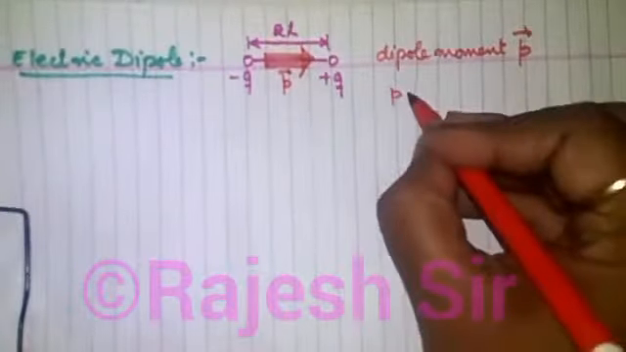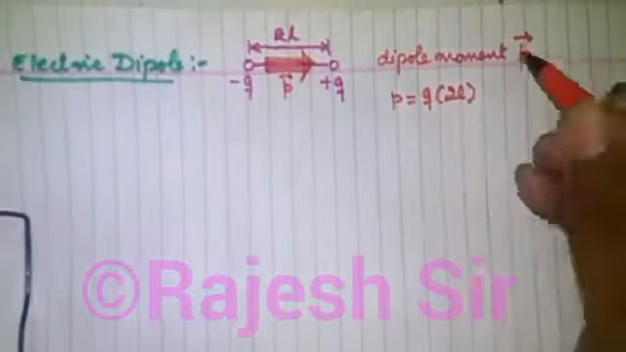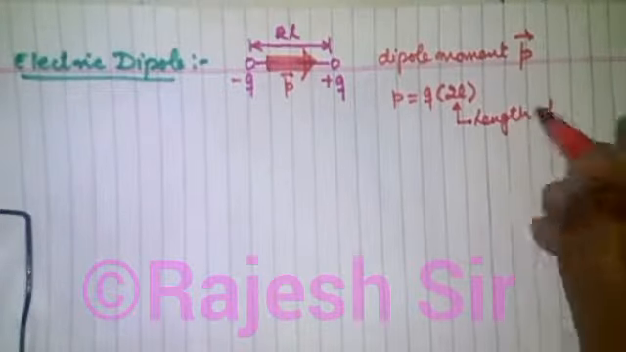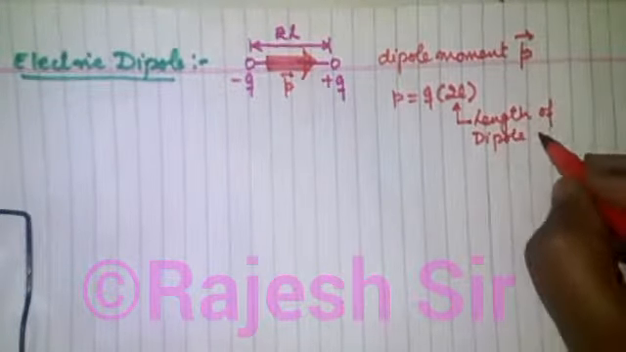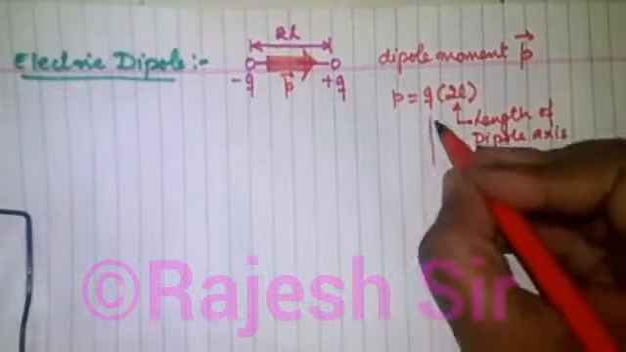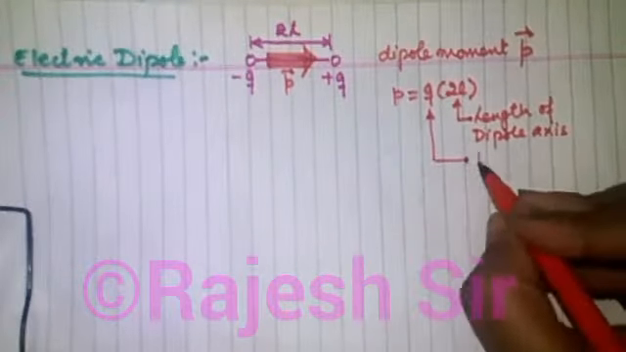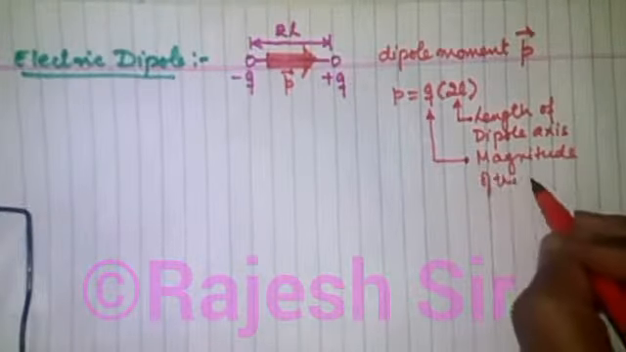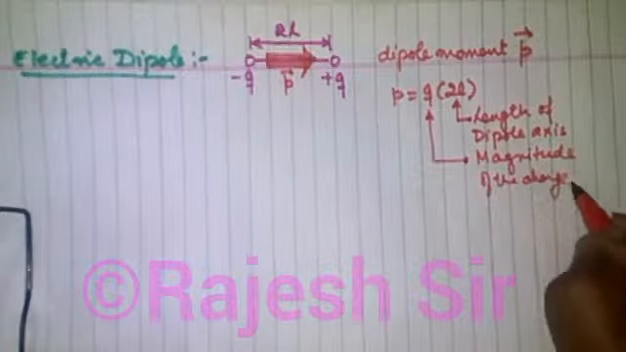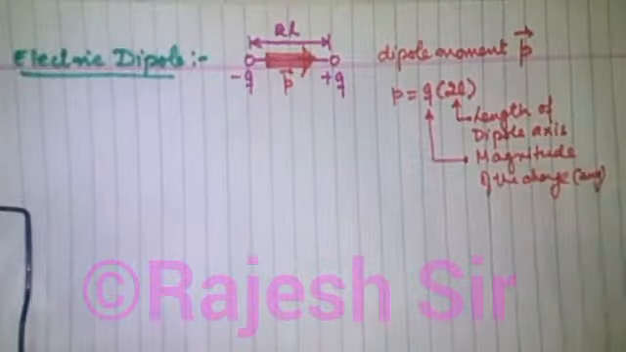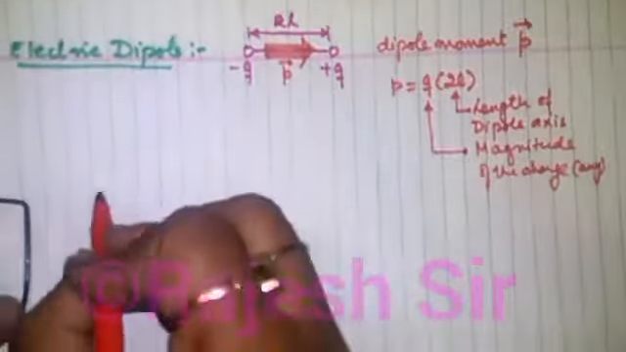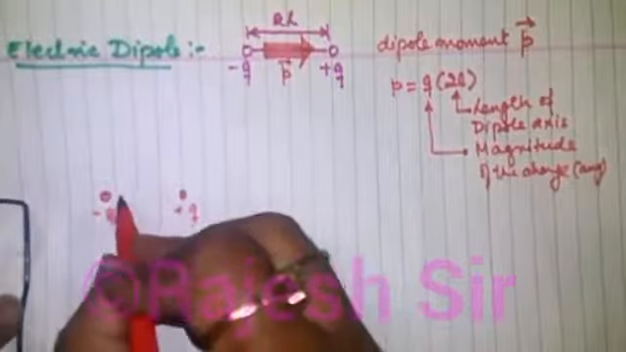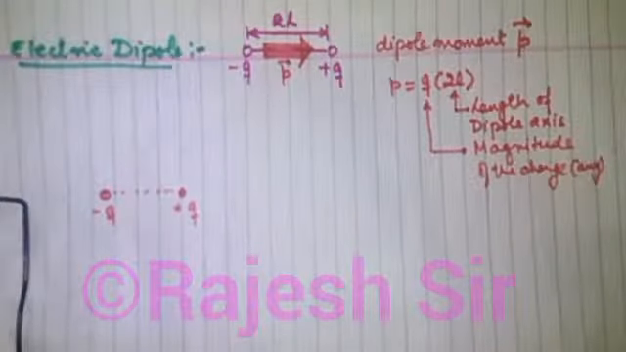Dipole moment P is equal to q into 2L. 2L is the length of the dipole axis, that is the distance between the two charges constituting the dipole, and q is the magnitude of the charge. It is not necessarily negative or positive, any charge will do. For a dipole, this is minus q, this is plus q. The distance between them is called the dipole axis.